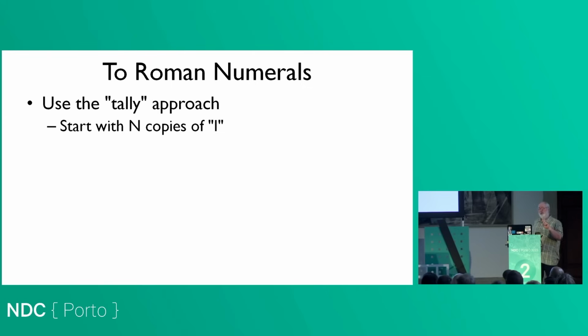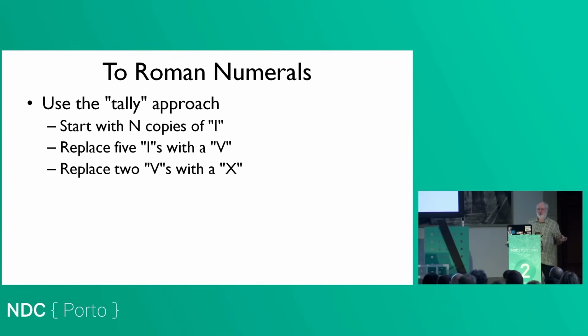I'm going to start with n copies of the letter I, so like 42 copies of I. And then every time I see 5 I's, I'm going to replace it with a V. And every time I see 2 V's, I'm going to replace it with an X.